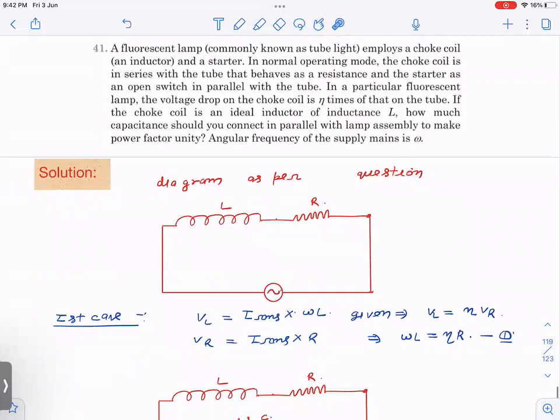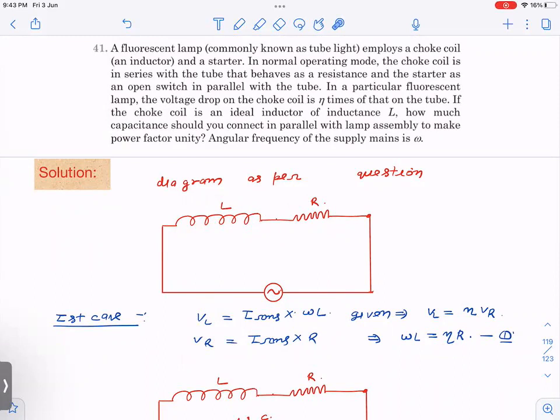Initially, when there is no capacitor, this is given. The voltage drop across L in the LR circuit, this is the choke coil, this is the tube. So VL is equal to, this is the RMS value, I RMS into omega L, and the voltage drop across R is I into R. Right? This we know. It is given that VL, the voltage drop across the choke coil inductor, is eta times the voltage drop across the resistor. So that is what I have done here. I RMS cancels and you get omega L is equal to eta R.